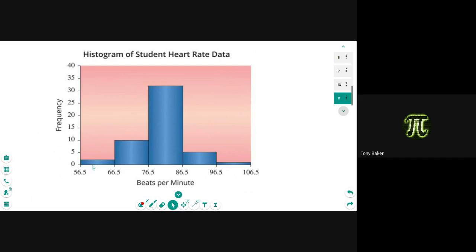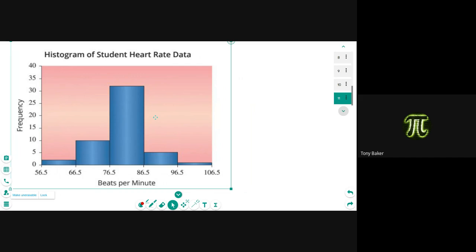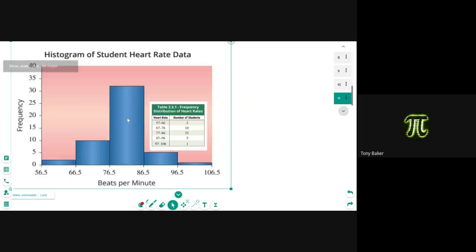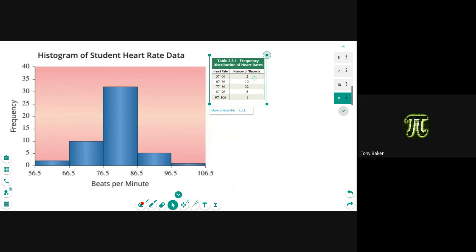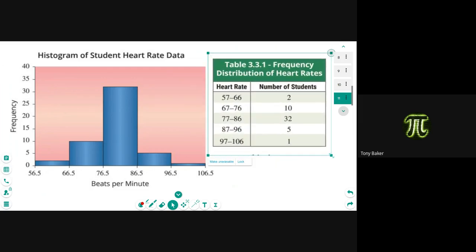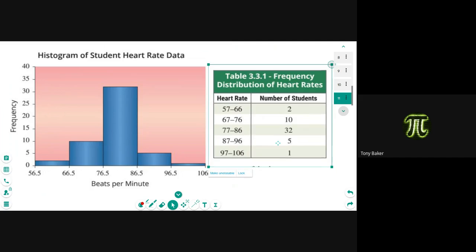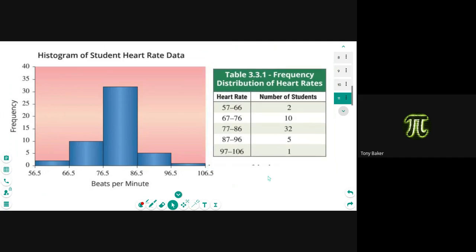Okay? So if we're looking at this, get the other one back. This is the bar graph for this frequency table. Notice that the classes on my frequency table are 57 to 66. The classes on my histogram are 56.5 to 66.5. That's because of what you were talking about in the last problem when we had those decimals. We still have to include those.